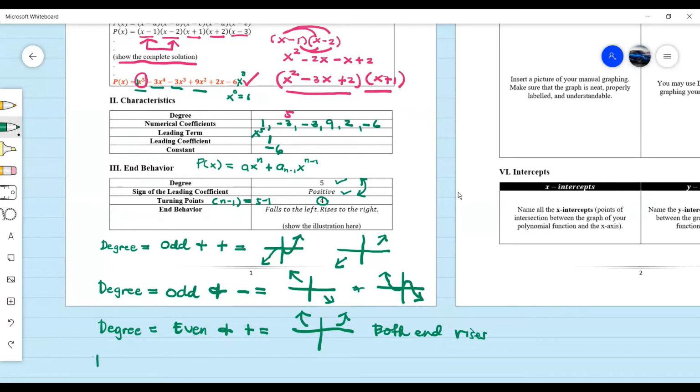How about if the degree is even, meaning the exponent is even? What are even exponents? 2, 4, 6, 8, 10, 12, 14, and so on. So even and negative, the sign of the leading coefficient is negative. It will be a parabola that opens downward. So both ends fall. The left end of the graph falls to the left, and the other end falls to the right. Both ends of the graph are pointing downward. That's how we illustrate.